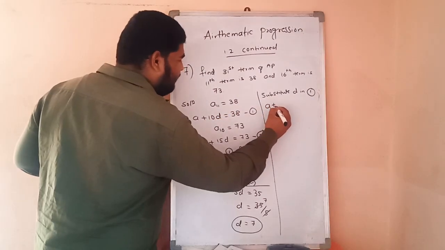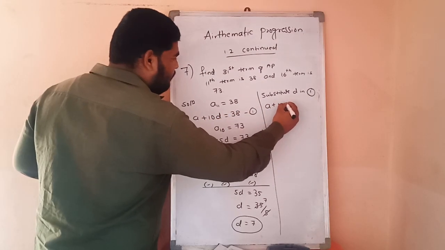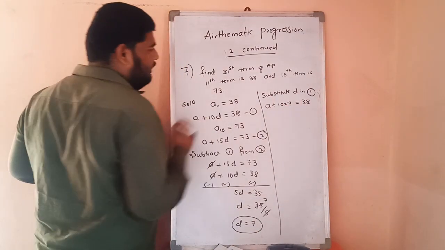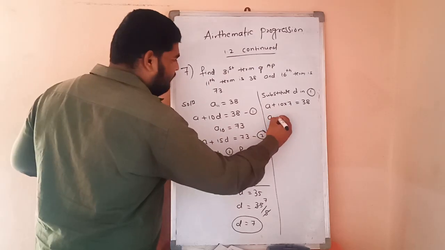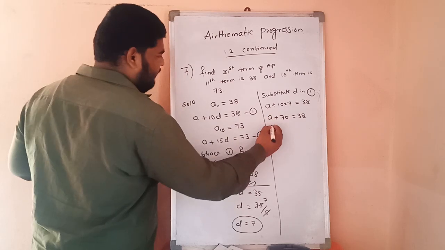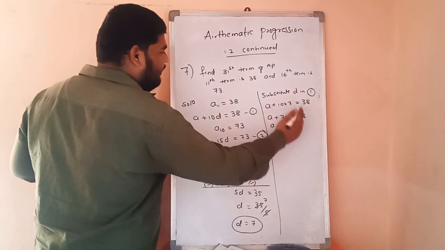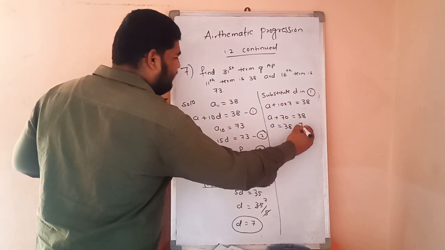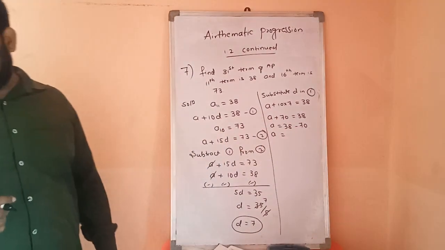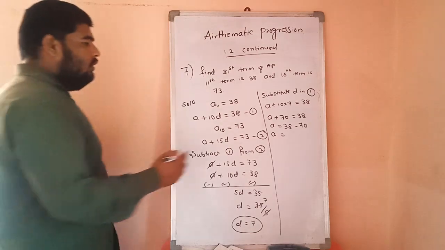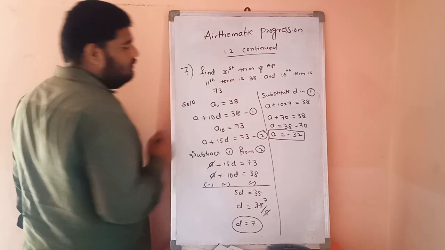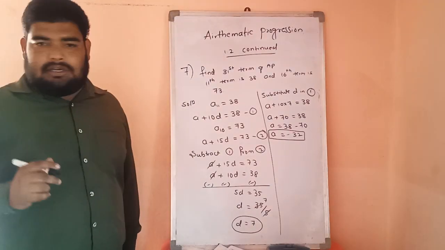So a plus 10d, with d value 7, is equal to 38. So a plus 10 sevens are 70 is equal to 38. So a is equal to 38 minus 70. How much? Minus 32. So a is equal to minus 32.